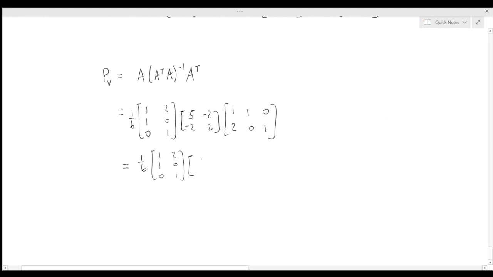So 5 minus 4 is 1. 5 should be minus 2. Negative 2 plus 4 is 2. Negative 2 and 2. All right. And then finally, just multiplying these two together.